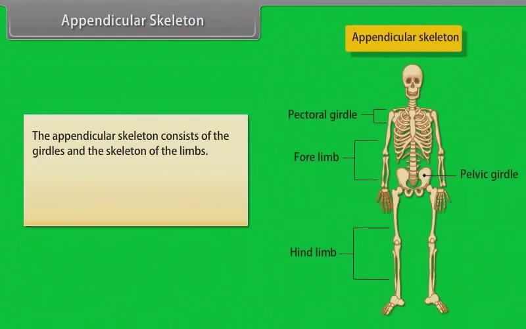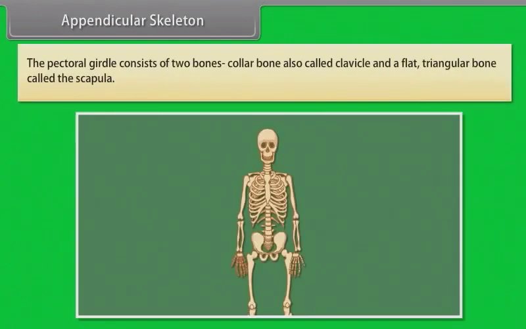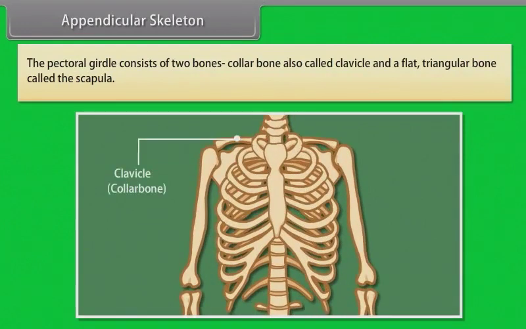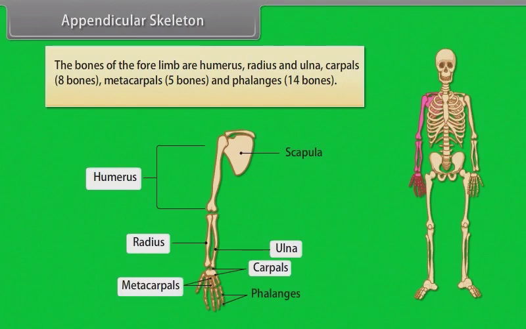Appendicular skeleton. The appendicular skeleton consists of girdles and the skeleton of the limbs. The upper limbs are linked to the pectoral or shoulder girdle, and the lower limbs are linked to the pelvic or hip girdle. The pectoral girdle consists of 2 bones, the collarbone, also called clavicle, and a flat triangular bone called the scapula. The bones of the forelimb are humerus, radius, and ulna. Carpals, 8 bones, metacarpals, 5 bones, and phalanges, 14 bones.